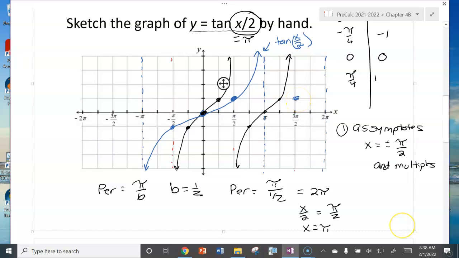Oops. Sorry, our asymptote's not at 2 pi. Let's just not repeat it, because I don't think I have room on the graph to do it properly.